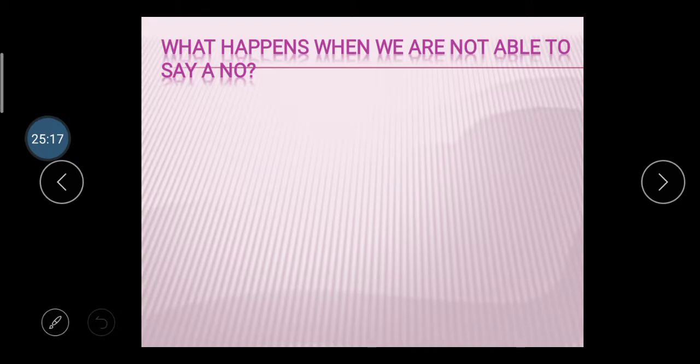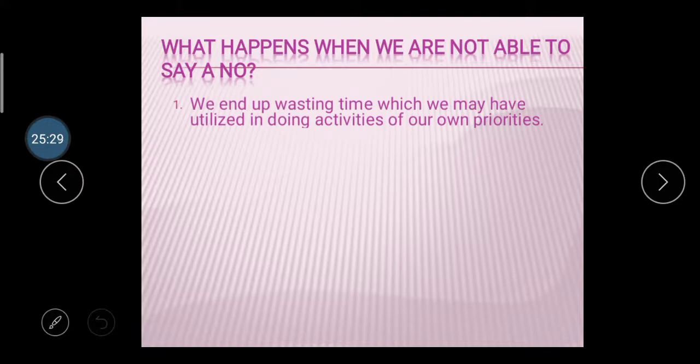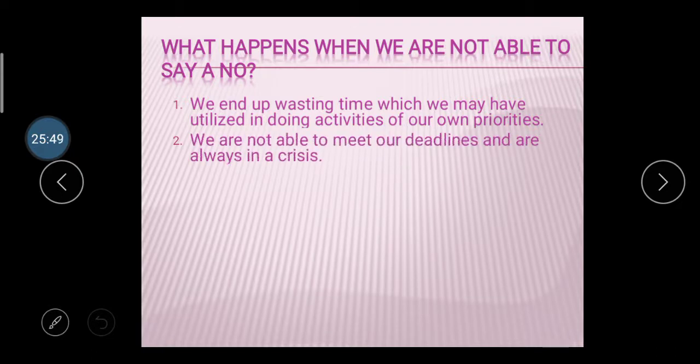Then what happens when we are not able to say no? If we cannot say no to our colleagues, what type of situation do we have to face? First of all, we end up wasting time which we could have used for our own priorities. If we cannot say no to our colleagues, we help them and waste our time on our own activities. Then we are not able to meet our deadlines and are always in crisis, because we help others and cannot do our work or complete it by the deadline.